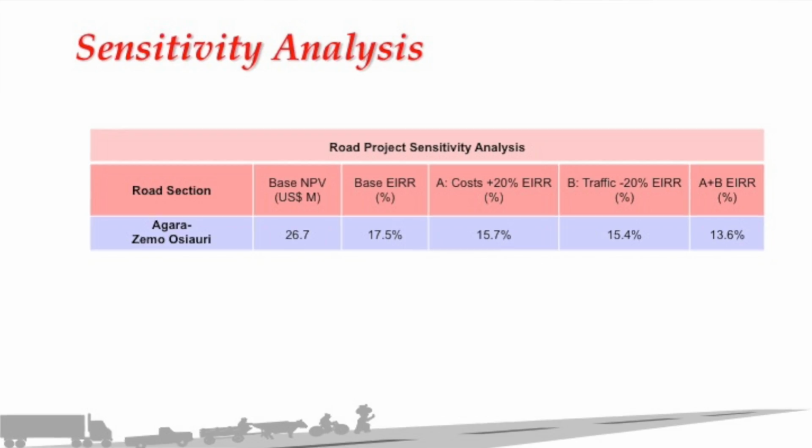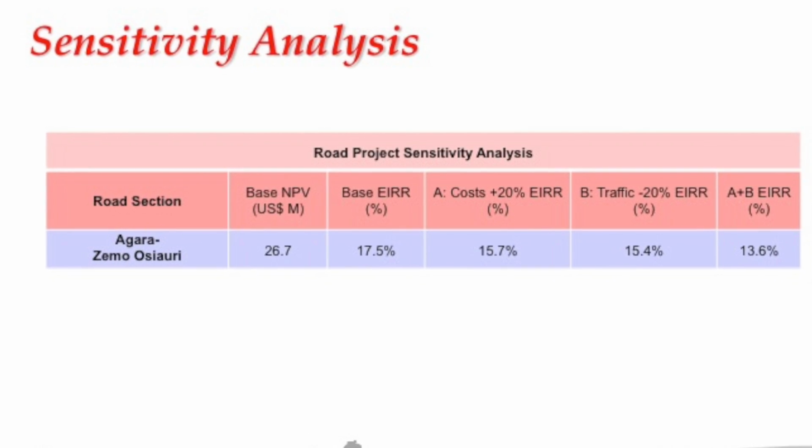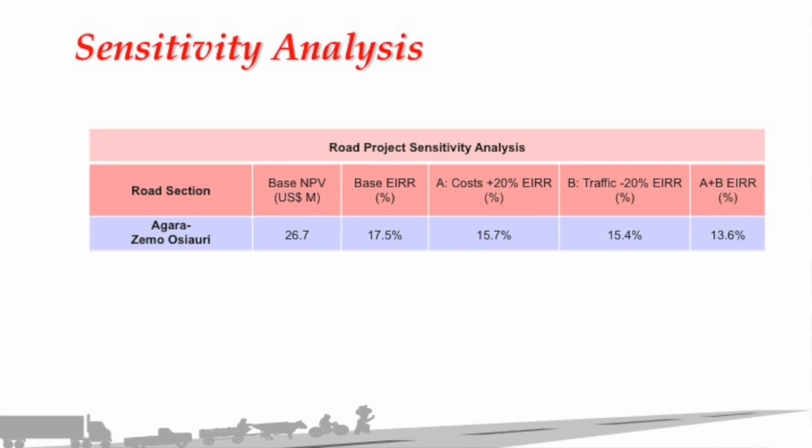What we do calculate is the net present value, the economic rate of return, and some other economic indicators, benefit-cost ratio, first year rate of return. And we do a sensitivity analysis. Okay, a sensitivity analysis. I've given a different example here, Agara to Zemo Siauri. The base case net present value calculated was 26.7, with an economic internal rate of return of 17.5%.